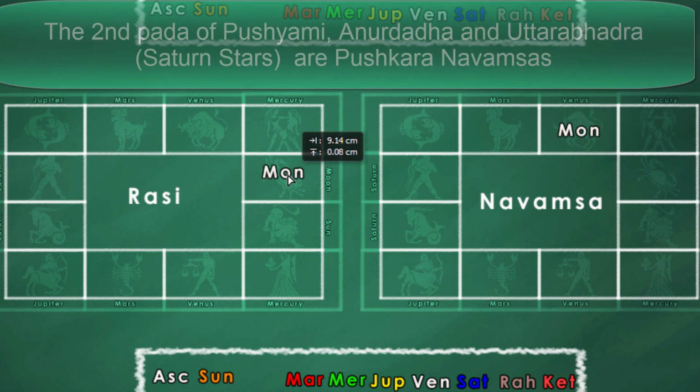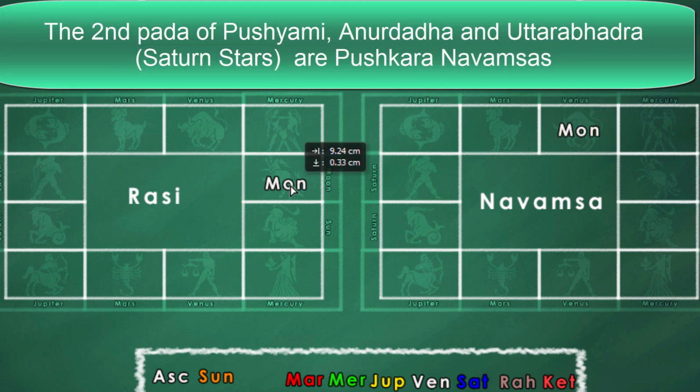Now let's get on with the last possibility for the second pada Pushkara Navamsa, and this happens to be Saturn. So Saturn has a star here, the 8th nakshatra Pushya or Pushyami. So the 8th nakshatra Pushya is here in Karkataka or Cancer, and whatever I say of the 8th nakshatra applies to the 17th nakshatra Anuradha here and the 26th nakshatra Uttarabhadra. So the second pada of Pushya is a Pushkara Navamsa.